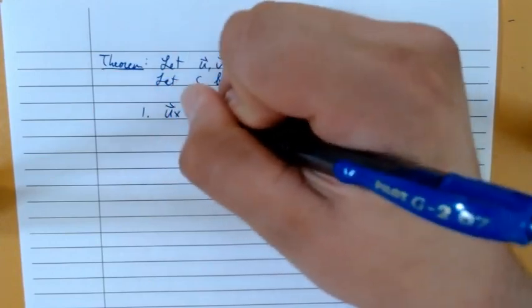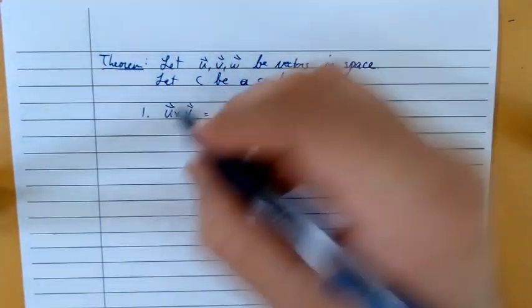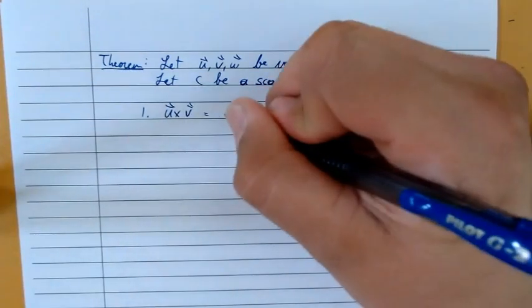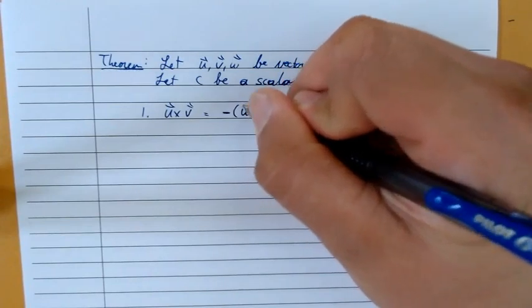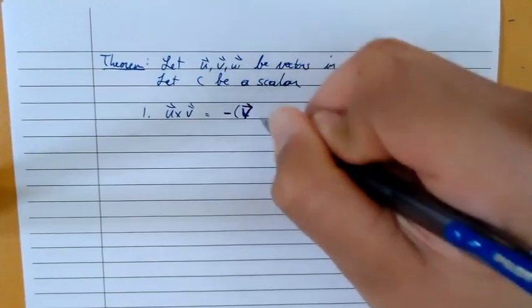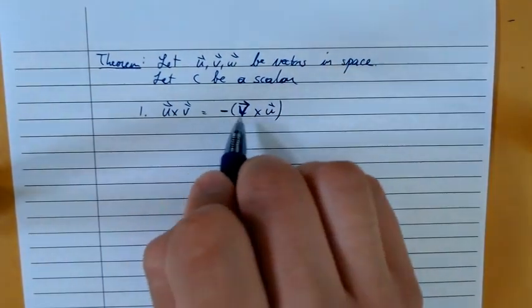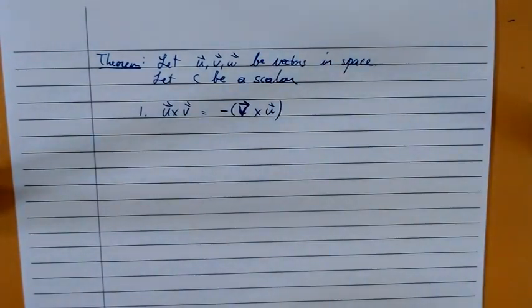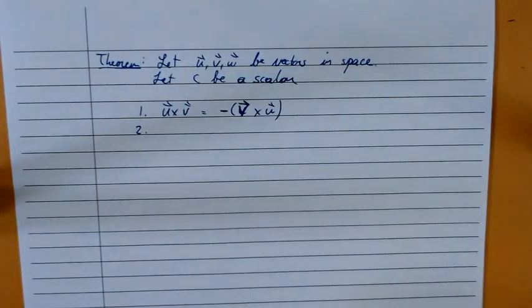The first one you just saw an example of. The cross product is not commutative, but it almost is. If you change the order of the elements being multiplied together, it's simply the opposite of the original. So u cross v is the negative of v cross u.